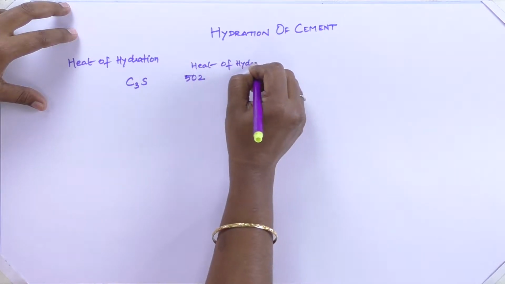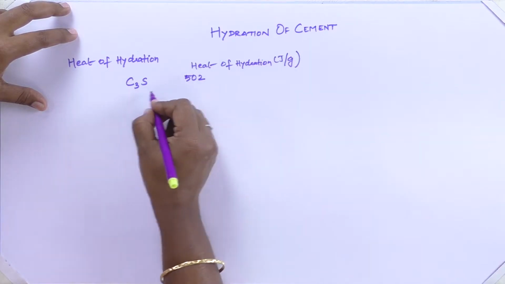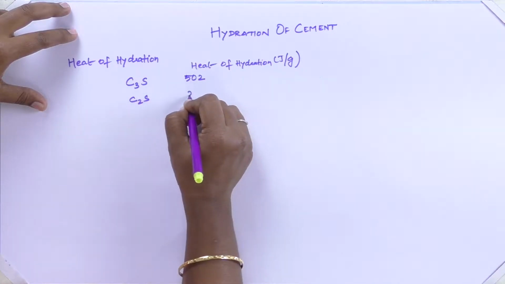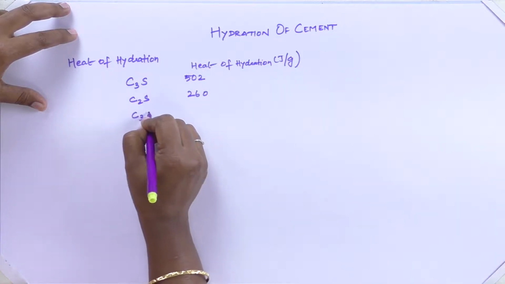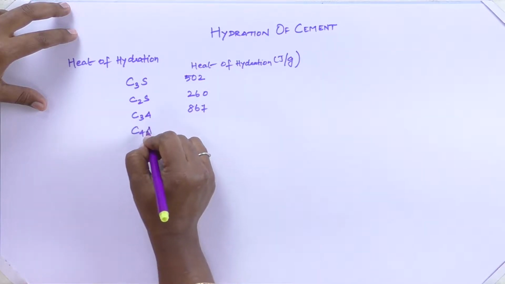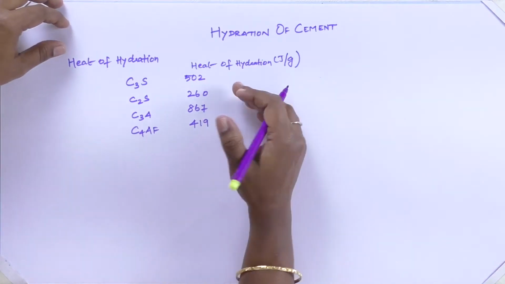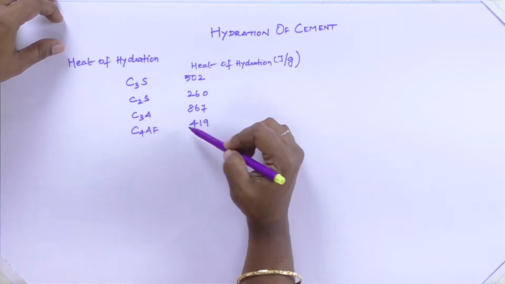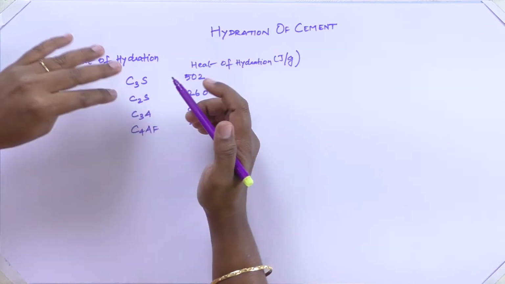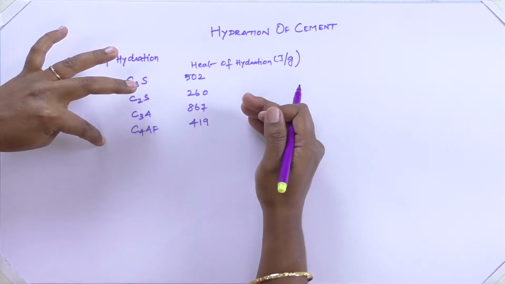This is heat of hydration in terms of joules per gram. C3S 502 joules per gram, C2S 260, C3A 867, C4AF 419. This is the heat of hydration, that is, this amount of heat is liberated from each of these individual compounds when reacted with water.